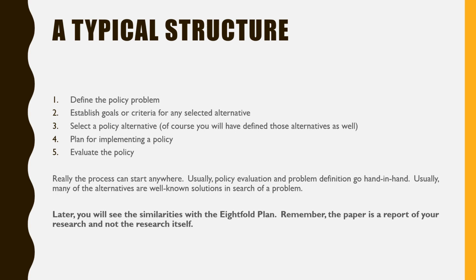So your first step is going to be to define the policy problem. Next, you're going to establish goals or criteria for any selected alternative. What is fixed? You have to decide on a broad level what a policy system that no longer suffers from that problem would look like, or at least one where the policy problem has been ameliorated, it's not as severe as it once was.